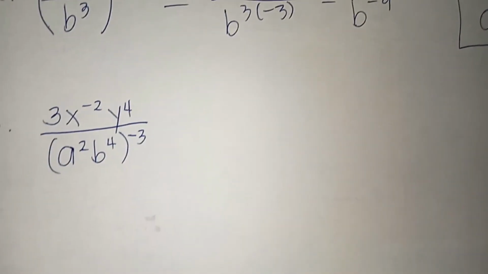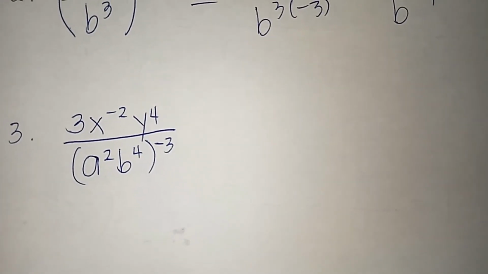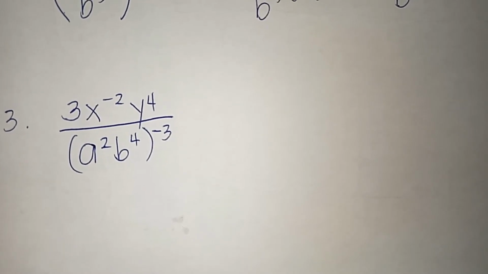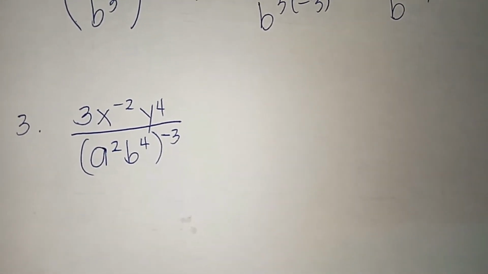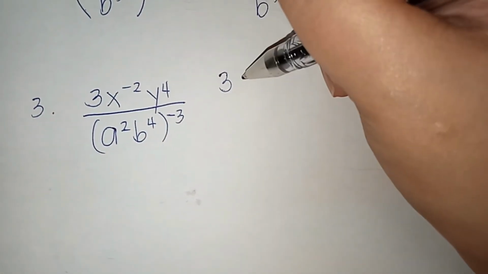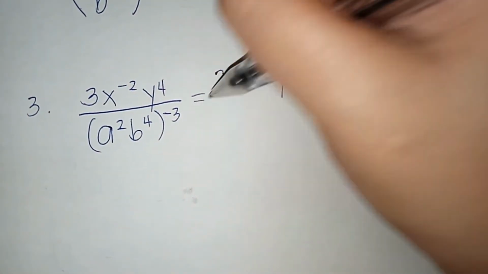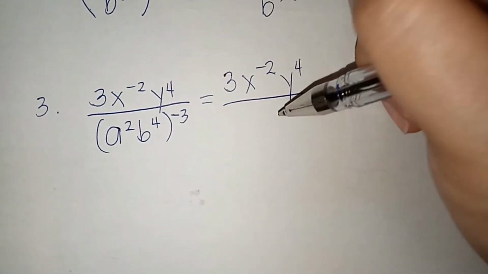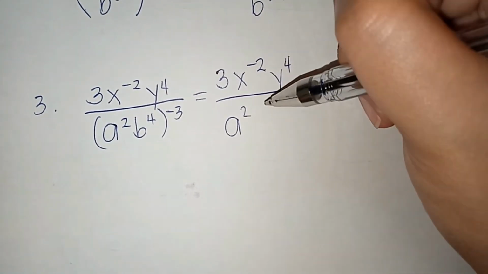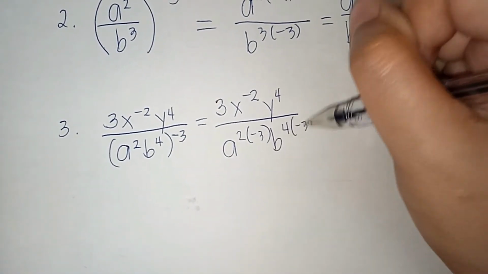Next, how about po kapag tayo ay may ganitong example? Although hindi ito nakalagay sa aking PowerPoint, nagbigay na rin ako ng example in case na meron sa book nyo na ganito ang situation. Okay? So, we have 3x raised to negative 2, y raised to 4, all over. Distribute natin yung negative 3. So, a squared times negative 3, then b raised to 4 times negative 3.